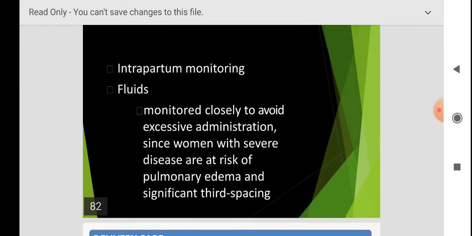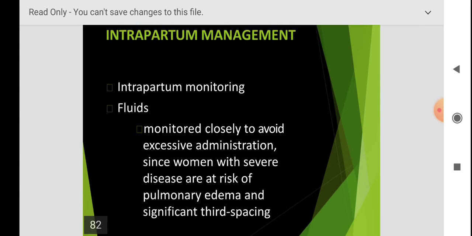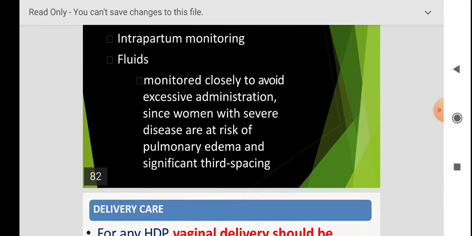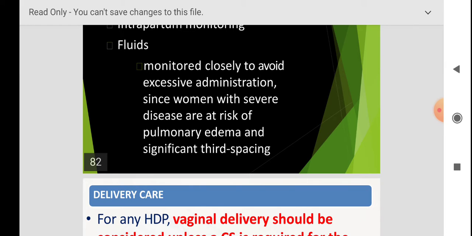Now, if you are planning to induce and deliver, what intrapartum monitoring do you have to do? Mainly fluids, because excessive fluid should not be given, which will lead to overload and development of pulmonary edema. So, there is fluid restriction to 75 ml per hour, but in normal cases you are giving 100 ml per hour.